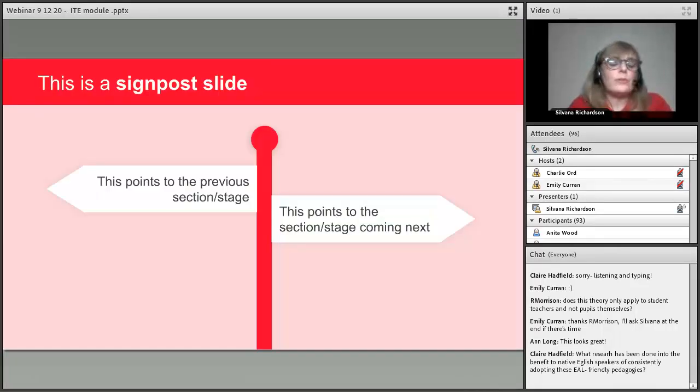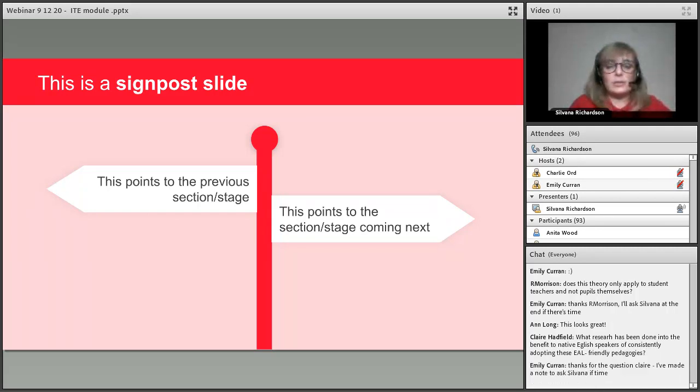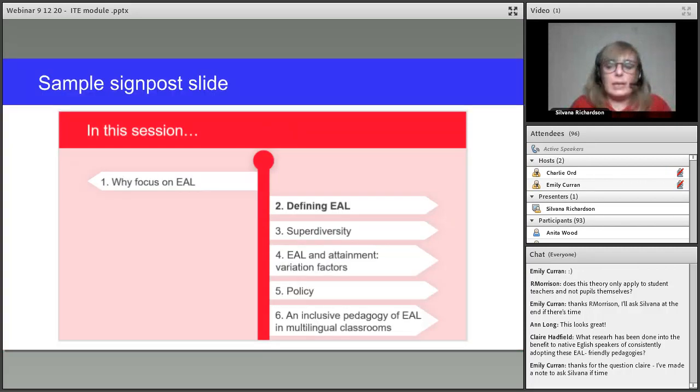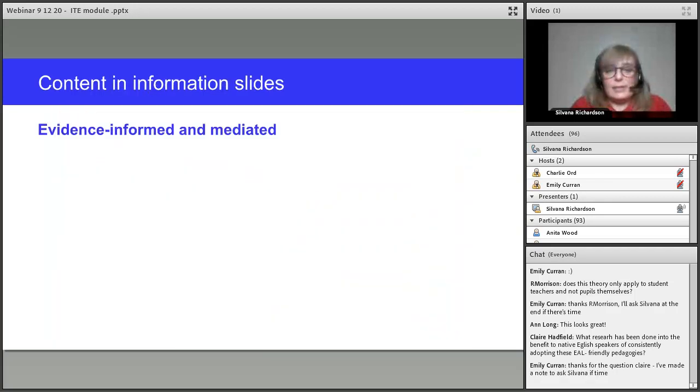This is an example of an information slide at the end of an activity, and this obviously is a signpost slide. So this is the kind of slide that we put as a divider between stages, which is a reminder for trainees. The arrow on the left points to the section or the stage that we have just finished or the content we have just covered, and the arrow on the right points to the section or the stage that's coming next. So this is an example of a signpost slide.